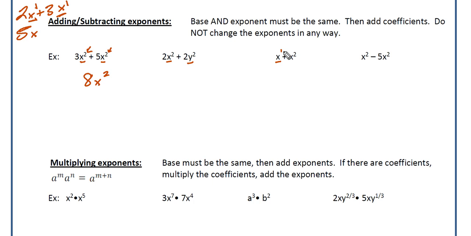Same with this third one. Although it's not written there, it's implied that this is raised to the first power. So we have x to the first power plus x to the second power. The powers aren't the same. They're not like terms. And then finally, we have x squared minus 5x squared. Remember, this is a 1x squared. Also implied here is the coefficient, which is 1. So 1 minus 5 would be negative 4. So we have negative 4x squared. That has the same base raised to the same power. Awesome.